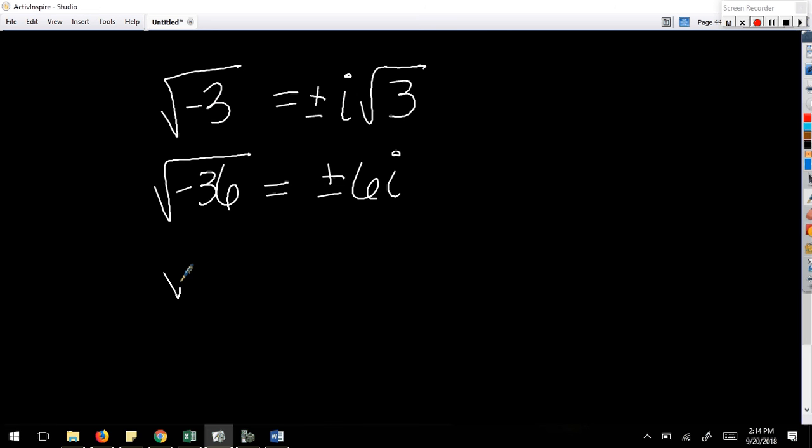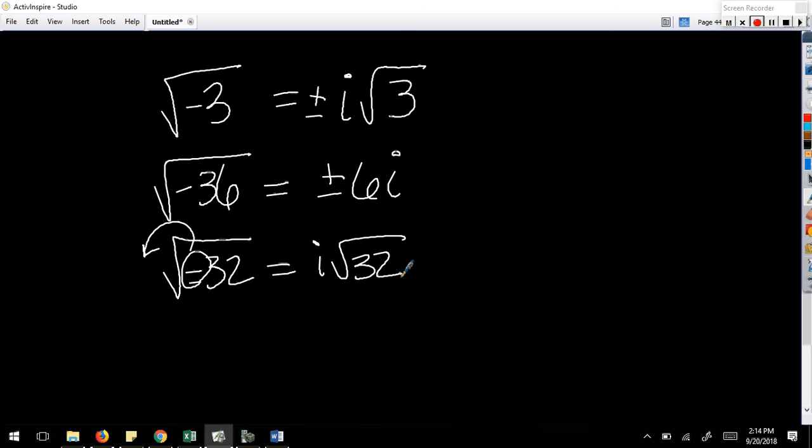What if it's the square root of negative 32? It'd be 16 and 2. So the first thing I'm going to do is pull this negative out and have i times the square root of 32. But I have to recognize that I can divide 32 by 16 and simplify that radical.